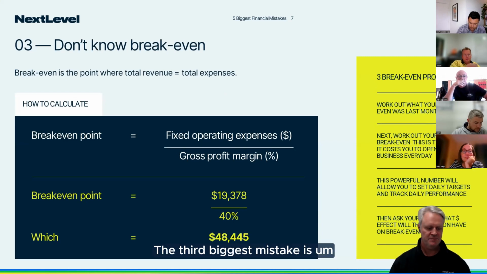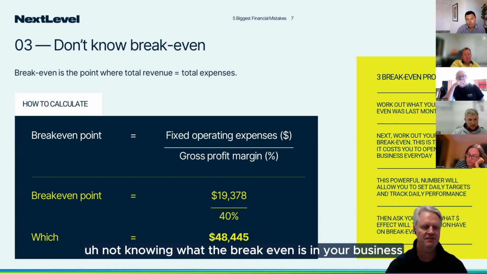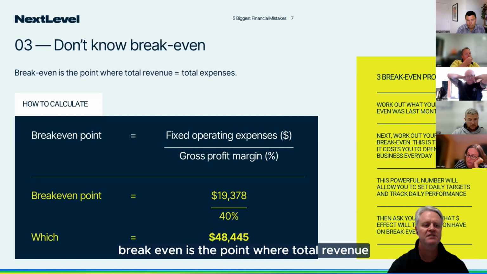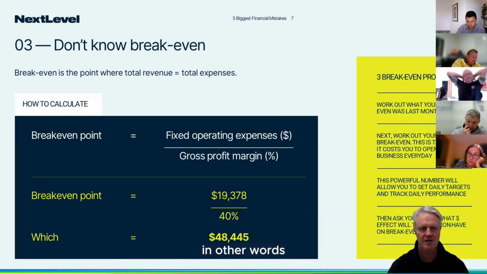The third biggest mistake is not knowing what the break even is in your business. And break even's just exactly that. Break even is the point where total revenue equals total expenses. In other words, breaking even.